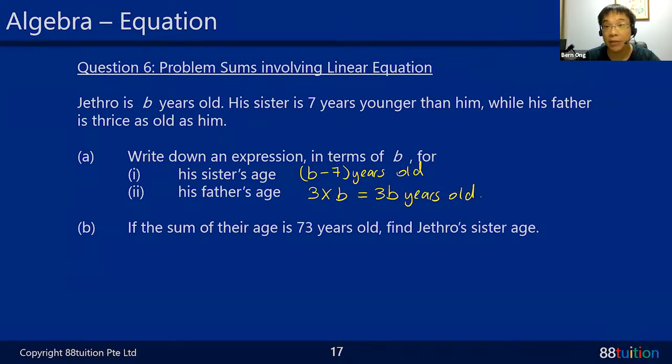All right, so the sum of their age is 73. So sum means what? Everything plus together. So it's Jethro, Jethro's sister, Jethro's father. Everything adds up to 73. All right, so this is called forming the equation again.